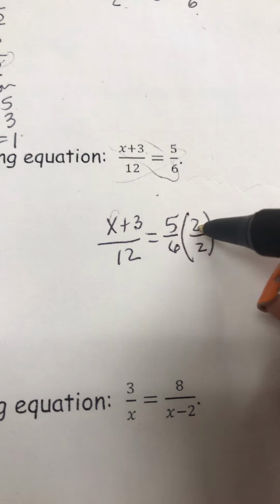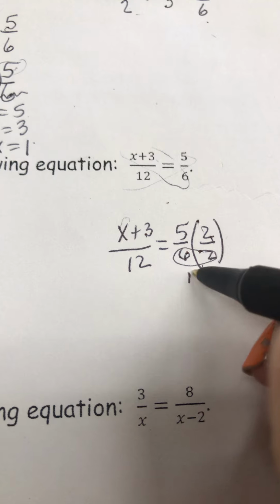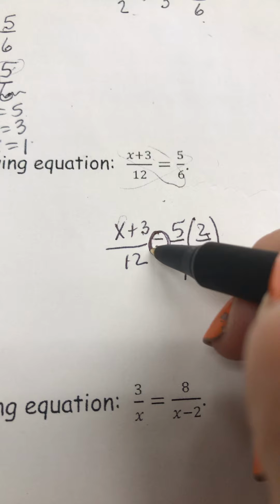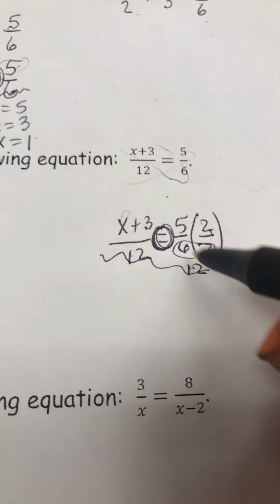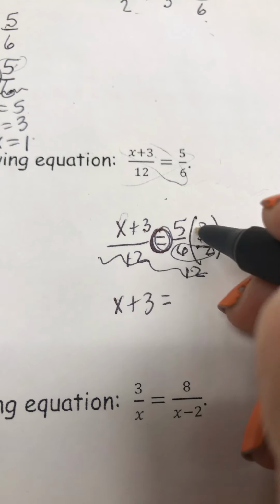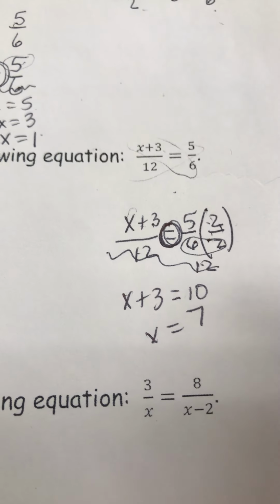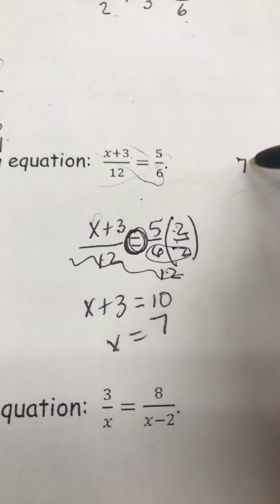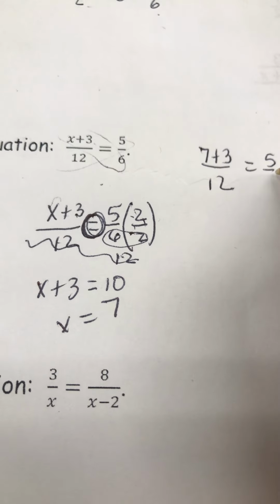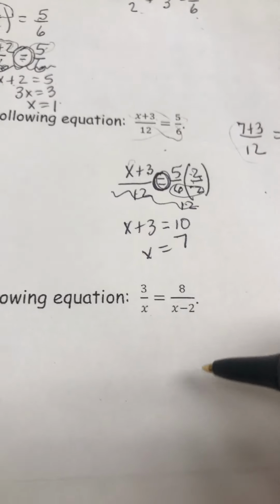So I would need to multiply this side by 2 over 2. So that this side is now 12. Once I have both of them being the same with only when there's an equal sign, then I can cancel it. And my new equation is really x plus 3 equals 10. So x equals 7. Okay, and again, you would just substitute the 7 back into the original. Okay, and you can check these in the calculator. Put this side in the calculator, put this side in the calculator, make sure they equal each other.